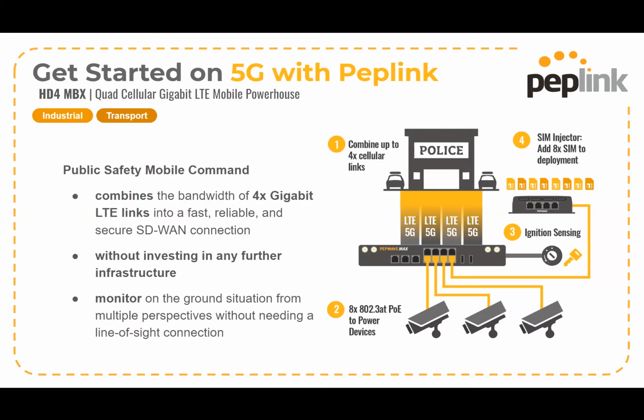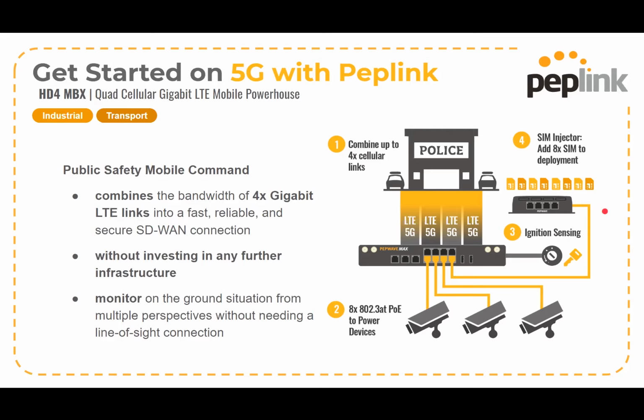You can build it into any vehicle. One, it has built-in ignition sensing. So it allows you to connect to cars, and when you turn on that vehicle, only then it will power up, to ensure longevity for that product and stability of power output. 2, you can combine 4 cellular links. You can also add the SIM injector for additional SIM deployment. It already has 8 built-in SIM slots. 1 active per radio, up to 4, and additional for backup redundancy, just in case you hit a blind spot. And 2, you can have 8 more.